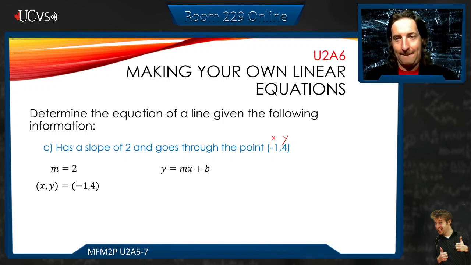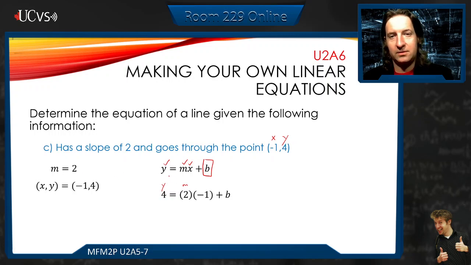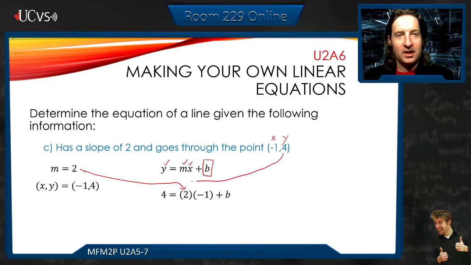I know m, I know x, I know y, the only thing I don't know is b. I can use algebraic methods. I can solve an equation here for b. I can replace y with 4. I can replace m with 2, right? This is our y value here. I stuck my y as 4. My m is 2. I took the 2, put it there. I took the 4, put it in for y, and the -1 was x, I put it in there.